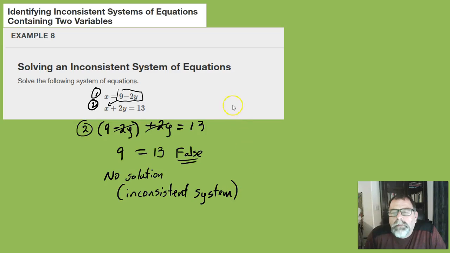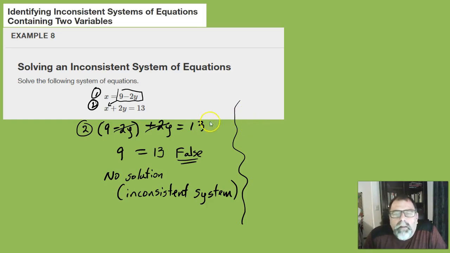Now, if you were to get a true statement here, like 5 equals 5, which we'll cover in a minute, then that would mean that it's always true for that statement. So that would tell you that the system's not going to have no solution, but it will have an infinite number of solutions. Okay, so we'll get to that in a minute.